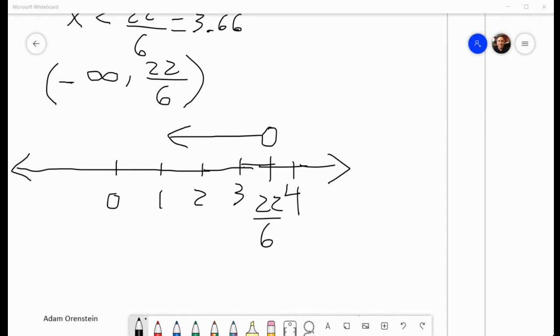Oh, okay, thank you. Okay, so let me write this out. If we had x less than or equal to 22 over 6, then you would have to color in the circle. Okay, got it, thank you. You're welcome. Okay, I got to erase this. Good question. Any other questions at all?